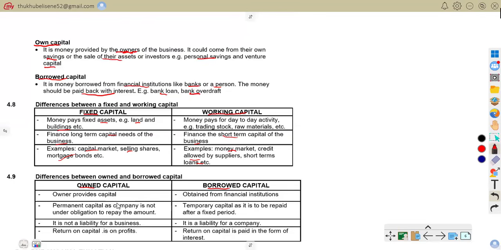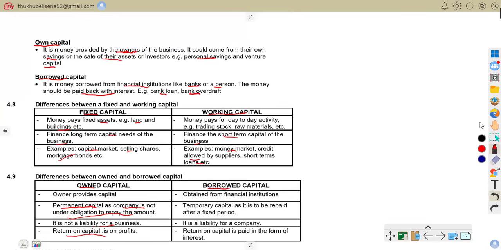The business does not have to repay owner's equity. It's not a liability. Like we've said, it's permanent capital, as the company is not under obligation to repay the amount. It means the company does not owe this money to anyone. Return on capital is on profits. For example, the owner receives dividends.